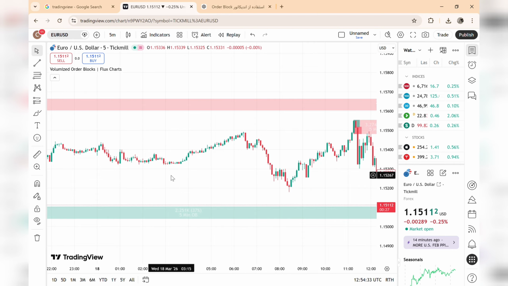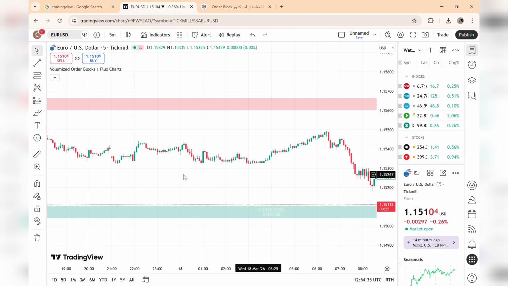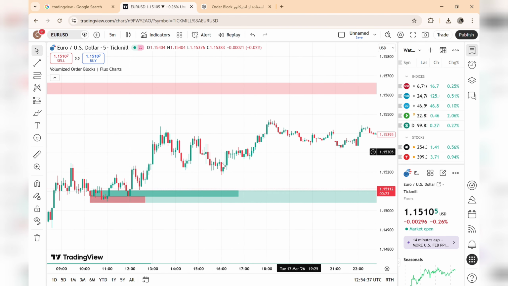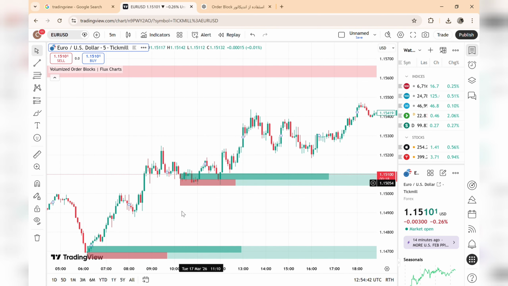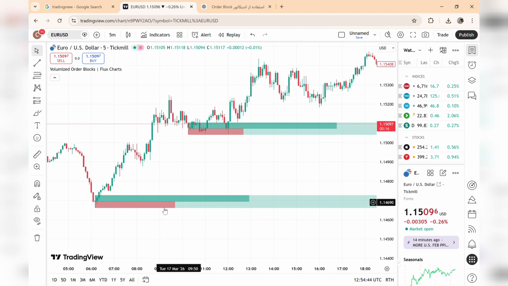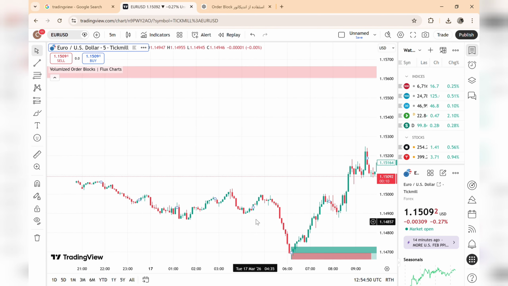Now let's talk about the structure of these zones. Each zone has two parts. The darker area is the active zone. This is where the highest volume of orders was executed, making it the most important part. The lighter area is the extended zone. Price can still react here, but it's generally weaker than the core area.